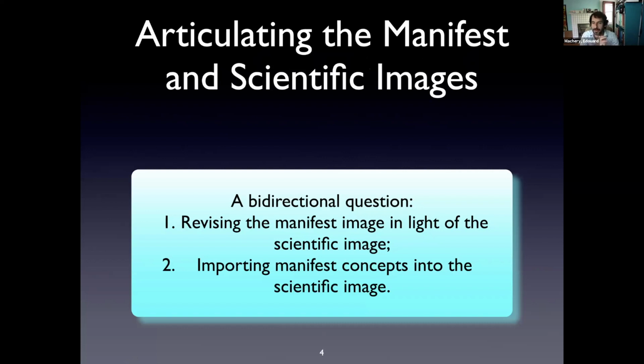And it's a bidirectional question. There are two directions of articulation. On the one hand, there is a top-down articulation direction. And here the question is, how should we revise the manifest image in light of the scientific image? As science progresses, as we get a better understanding of fundamental parts of the world, how should we revise the manifest image? So for example, when we learn things about time and space, how should we revise our commonsensical, intuitive understanding of time and space?